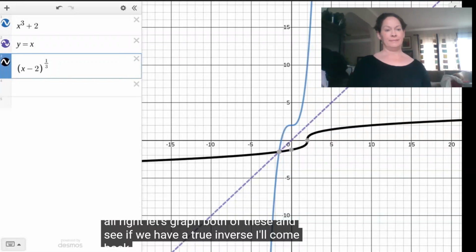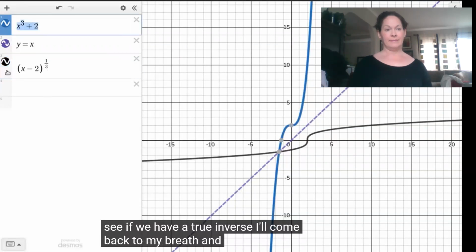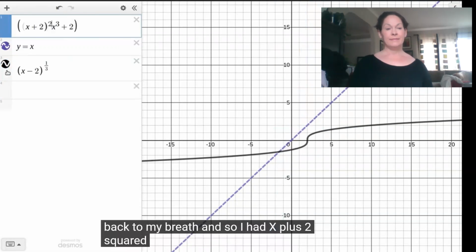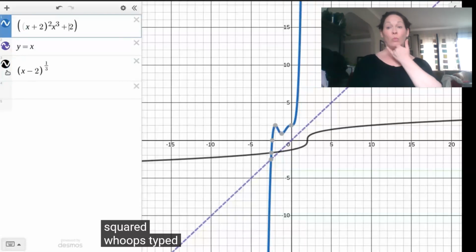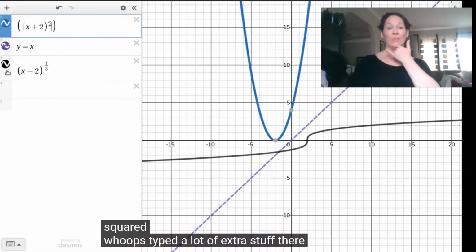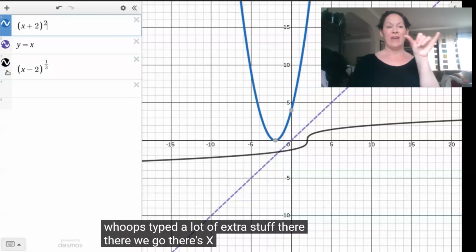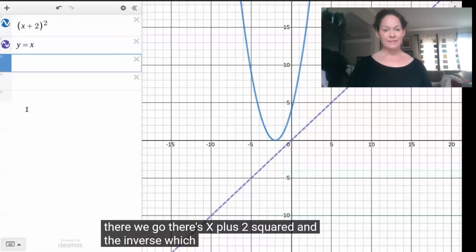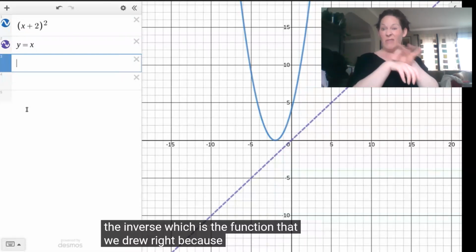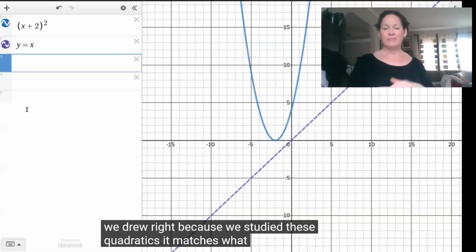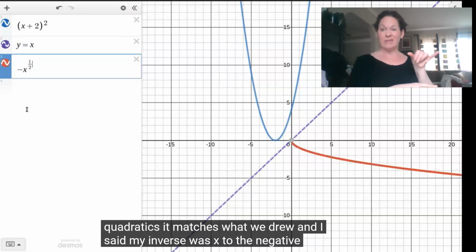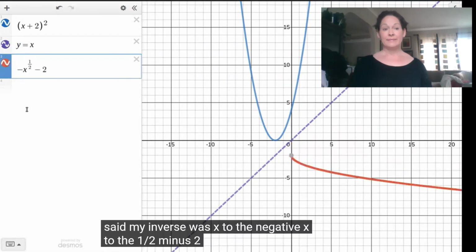I'll come back to my graph. And so I had x plus 2 squared. Whoops. Typed a lot of extra stuff there. There we go. There's x plus 2 squared. And the inverse, which is the function that we drew, right? Because we studied these quadratics, it matches what we drew. And I said my inverse was negative x to the 1/2 minus 2.